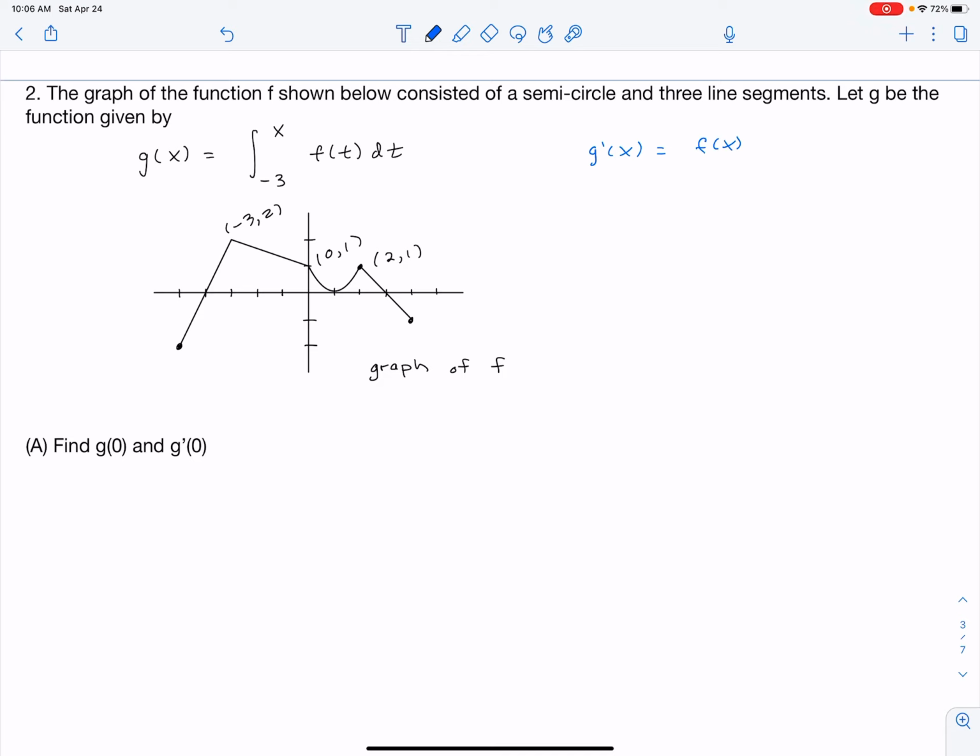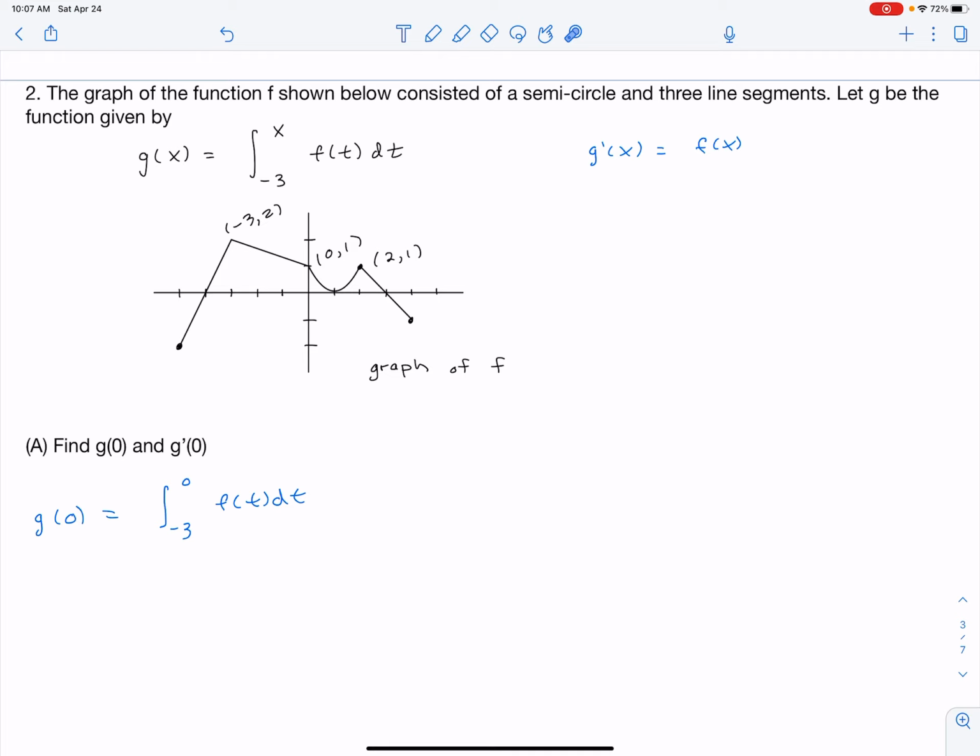Let's go find g of 0. G of 0 is going to be equal to the definite integral from -3 to 0 of f of t dt. Again, think about what that is. This is the displacement for the graph of f from -3 to 0.